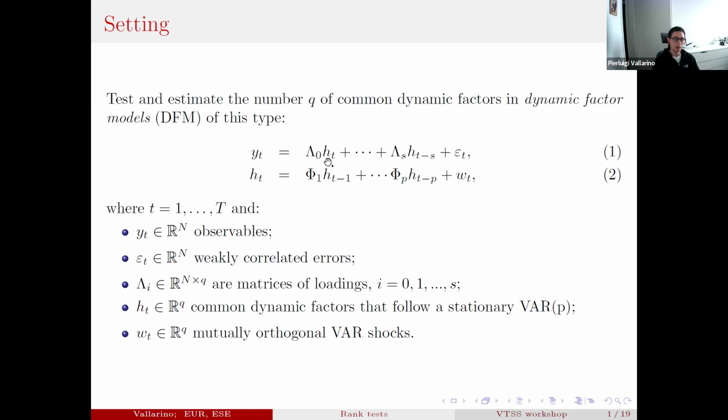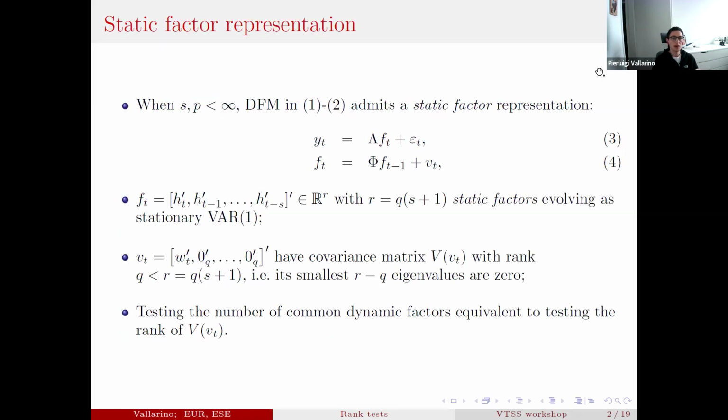These factors are hidden, and they follow a stationary VAR(P) process, as you can read in equation 2. This VAR(P) is characterized by some innovations w_t. Now, when these orders S and P are finite, the so-called restricted dynamic factor model, we can cast equations 1 and 2 into the so-called static factor representation. In particular, y_t now loads only on contemporaneous values of some static factors, f_t. f_t is an r-dimensional vector obtained by stacking together contemporaneous and lagged values of the dynamic factors. So r is larger than q, it is exactly q times (s plus 1).